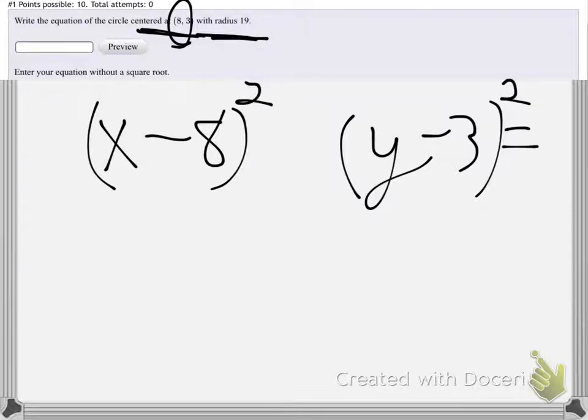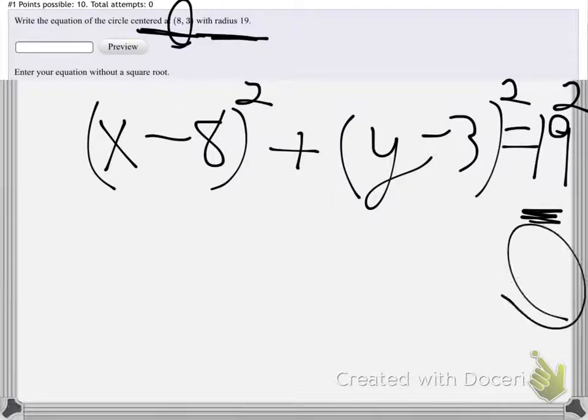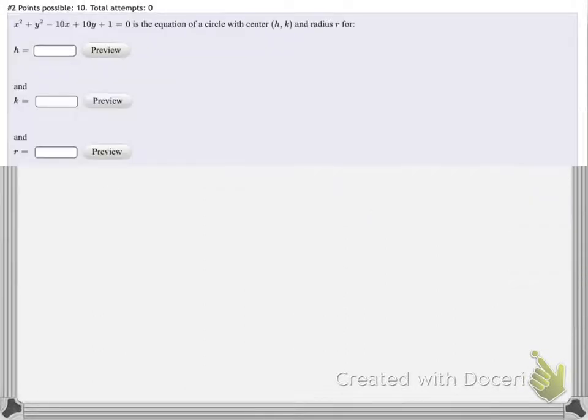so x squared plus y squared equals radius squared. All I would be doing is (x minus 8) squared plus (y minus 3) squared equals 19 squared. And that's all you'd have to write. It might benefit you to do 19 times 19 and figure out what that answer is, but whatever. That's all I would do for something like that.